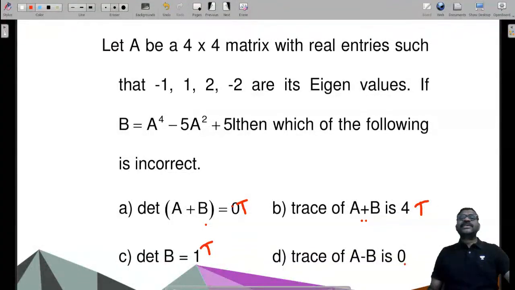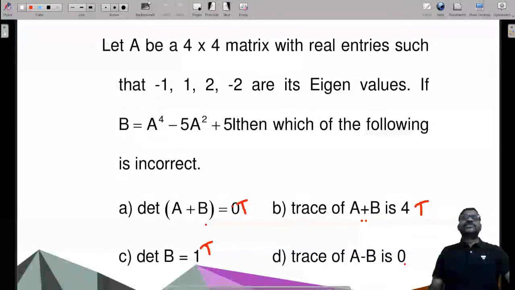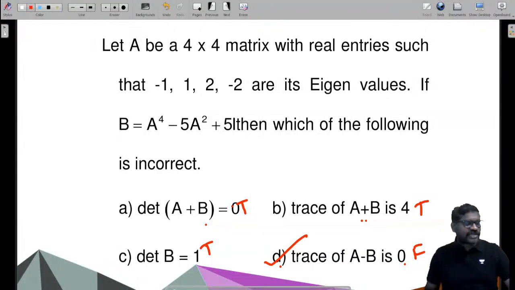Which one is false? Trace of A minus B is 0. That is false, because trace of A minus B is minus 4, but they have given 0. That's why it is false. So our job is to find the incorrect statement. The incorrect statement is the last option.